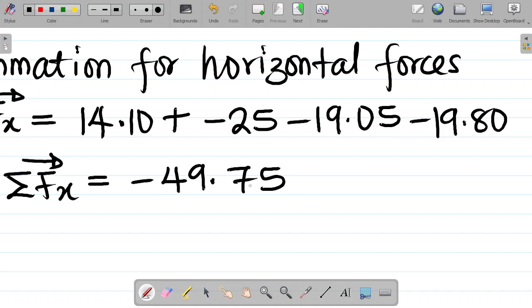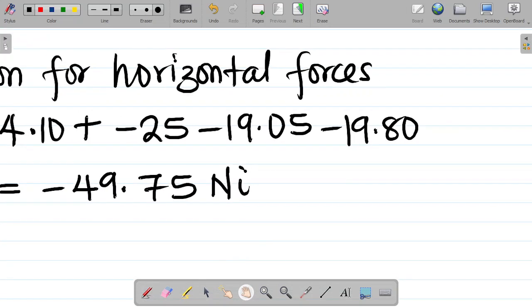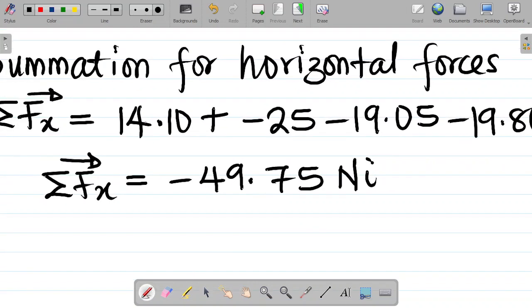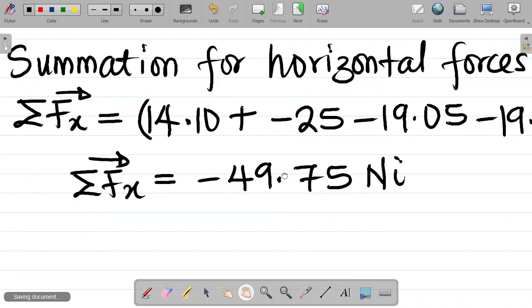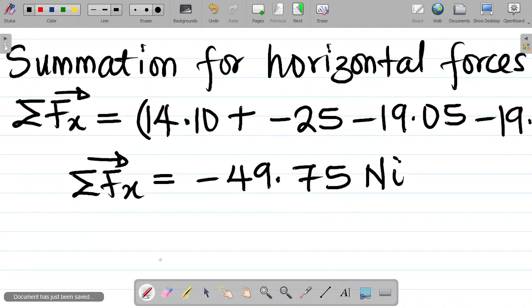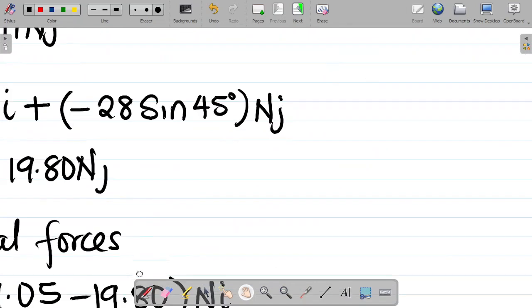Minus 49.75. All right. Of course, you now add the Newton I. Of course, you should have added here all of this into Newton I. Right. So all of them had Newton I as an SI unit. So we have this. Now this is for horizontal forces, for the X. Let's get for vertical forces. All right. So we'll take summation of vertical forces.